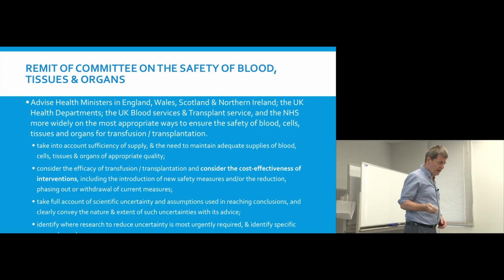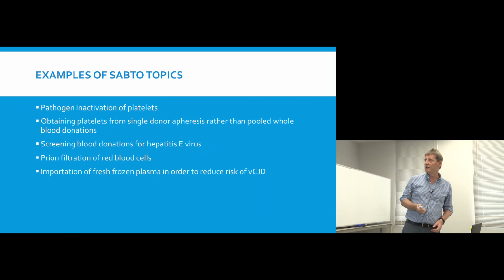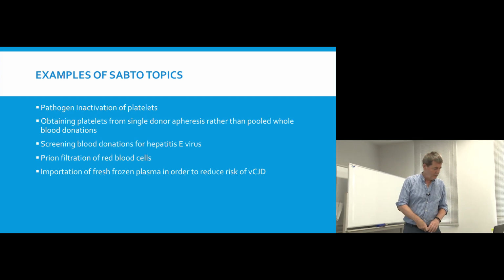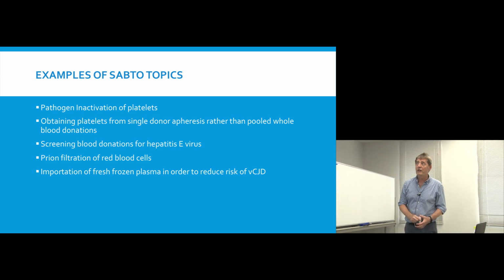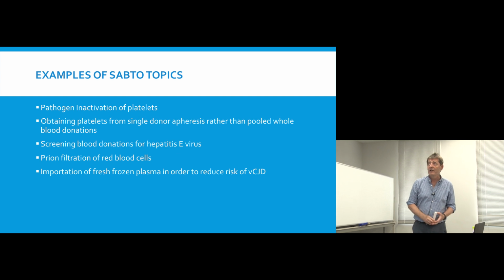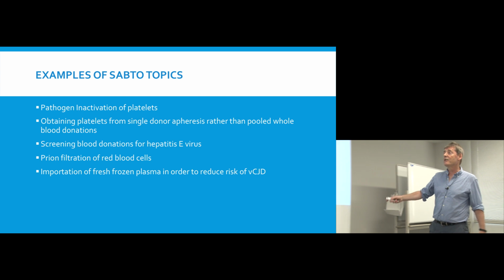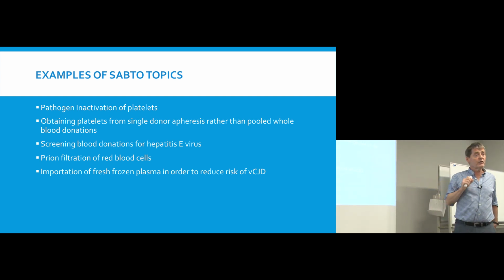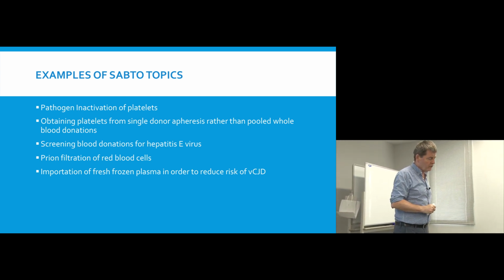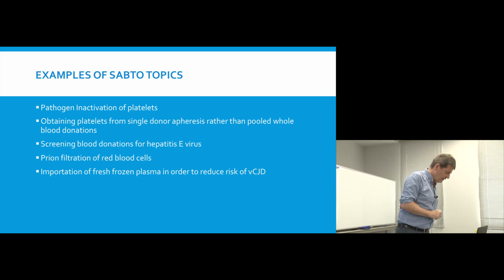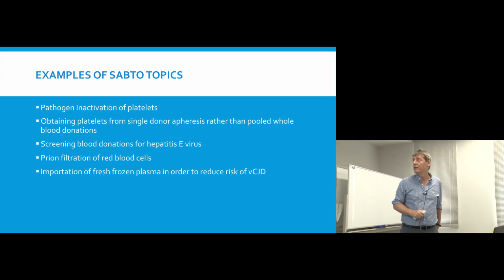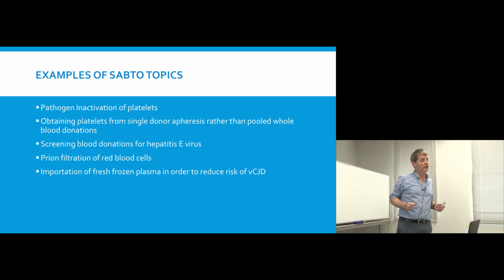And so, when this committee was looking at different interventions, here are some examples. Pathogen inactivation of platelets: essentially you're making the blood product, platelets, safer by inactivating pathogens. Another example is instead of getting platelets from single donors, a process called apheresis, you can get the platelets from pooled whole blood donations.